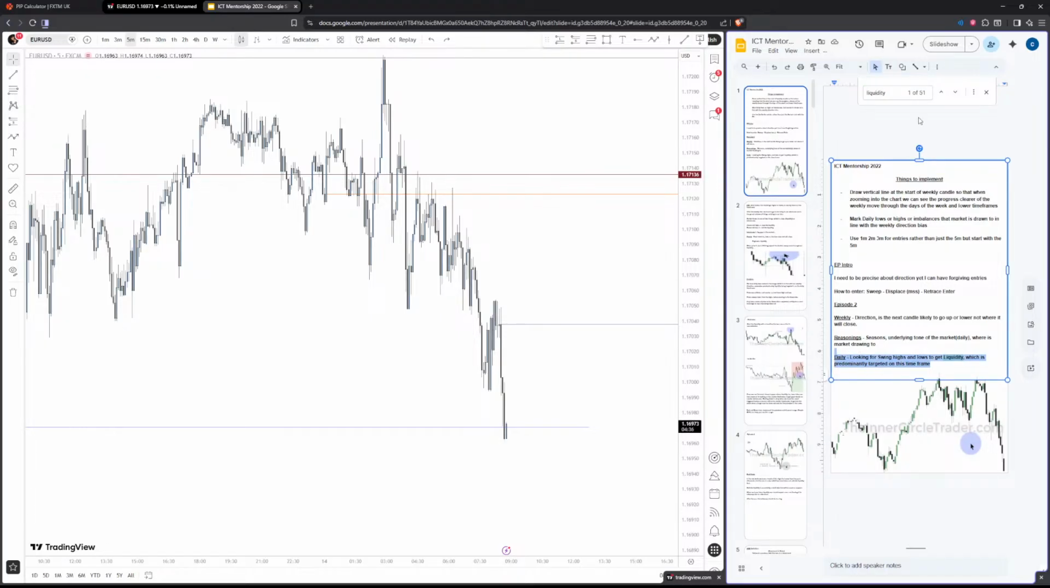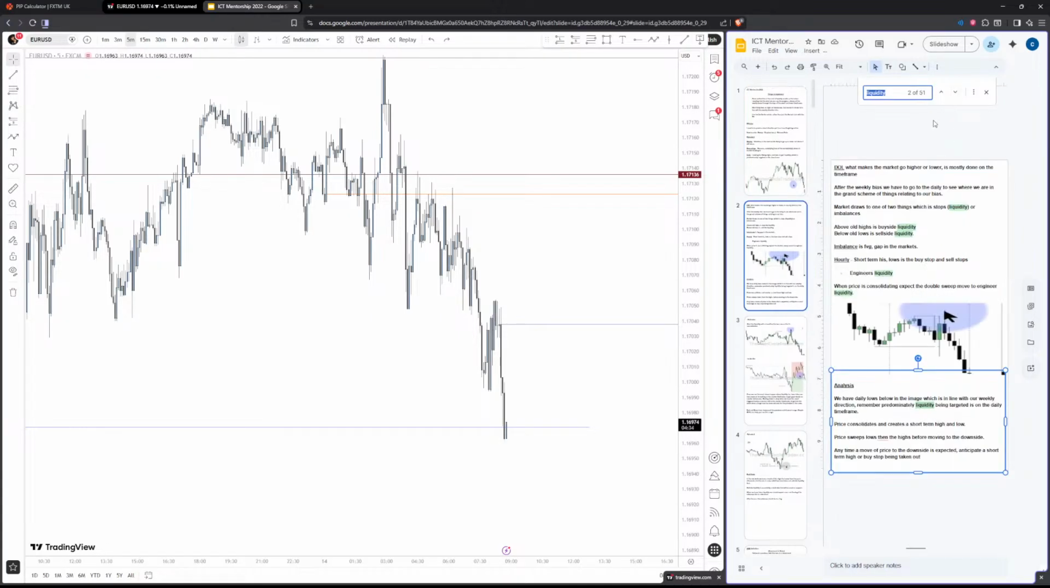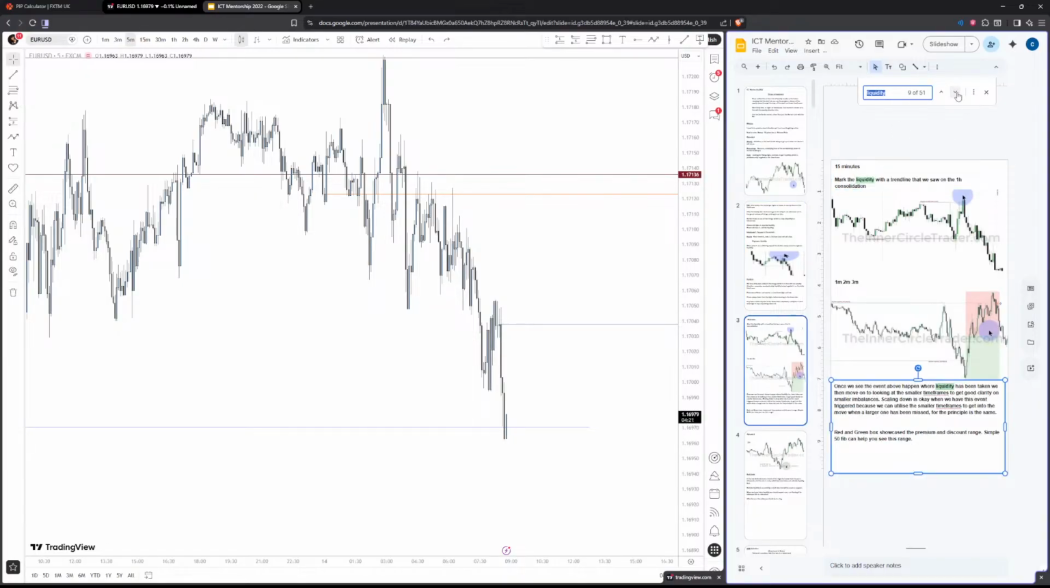So, we're not on a daily time frame, so we're not looking for this type of liquidity. We have daily lows below, which is in line with our weekly direction. Remember, predominantly liquidity being targeted is on the daily. Yes, we understand all those. Perfect. So once we see an event above where liquidity has been taken, we then move on to looking on the smaller time frames to get good clarity on smaller imbalances. Scaling down is okay when we have this event triggered because we can utilize the smaller time frame to get into the move when the larger one has been missed, but the principle is the same.